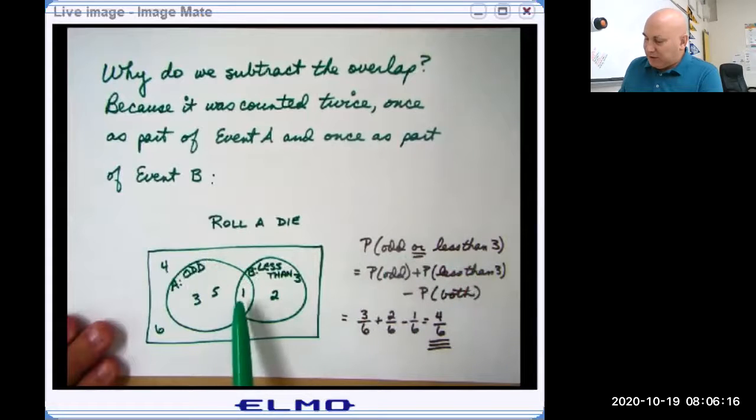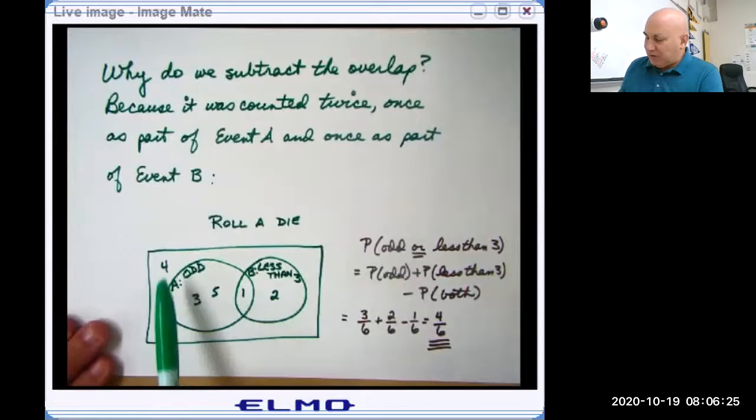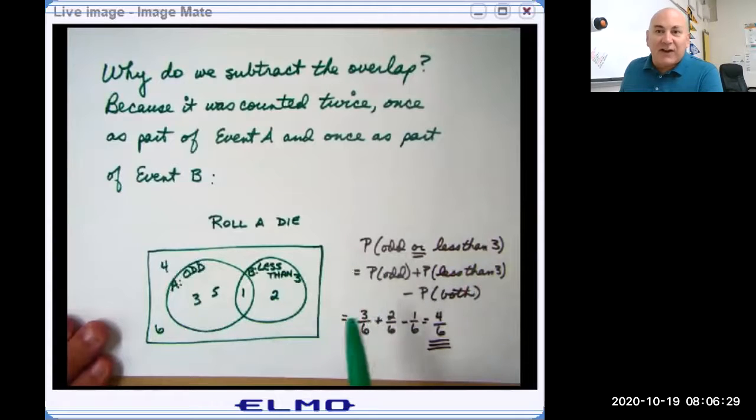So let's take a look at the probability of rolling an odd or a number less than 3. Here are our 3 odd numbers. Here are our 2 numbers less than 3. The number 1 is both, but you have these 2 numbers that are neither. That's why you have to show the entire sample space when you do these Venn diagrams. 4 and 6 are neither of these. So what's the probability of rolling an odd or less than 3?